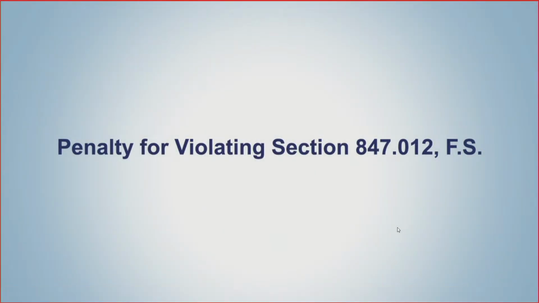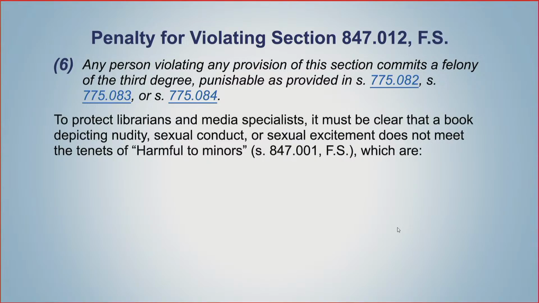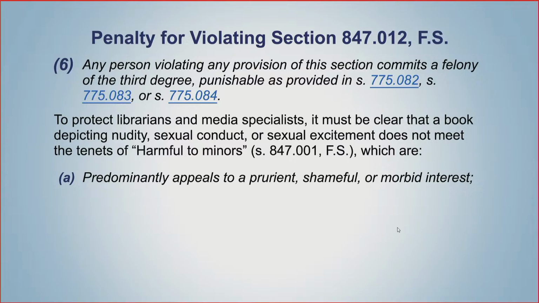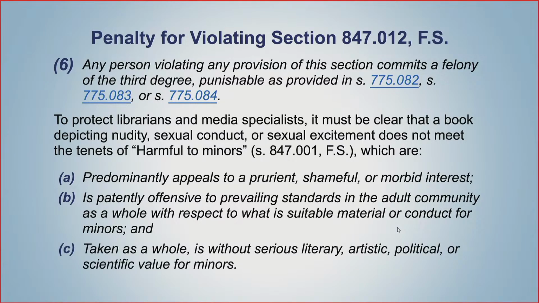Florida statute lists the penalty for violating Section 847.012, Florida Statutes. Any person violating any provision of this section commits a felony of the third degree. To protect media specialists, a book that includes nudity, sexual conduct, or sexual excitement may not meet the tenets of harmful to minors, which are: A, predominantly appeals to a prurient, shameful, or morbid interest. B, is patently offensive to prevailing standards in the adult community as a whole, with respect to what is suitable material or conduct for minors. And C, taken as a whole, is without serious literary, artistic, political, or scientific value for minors. Please remember that violation of the Harmful to Minors statute is a crime.